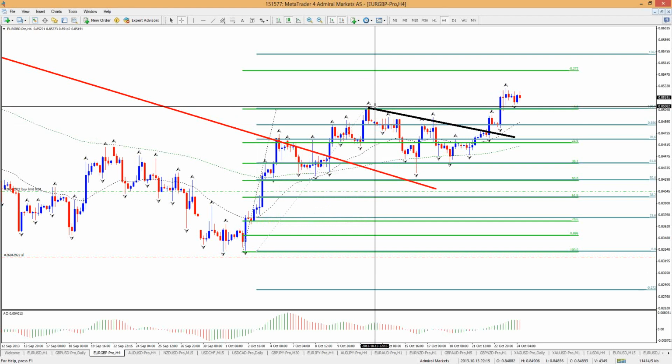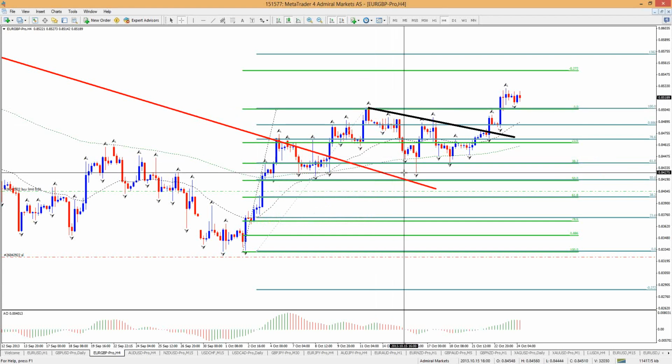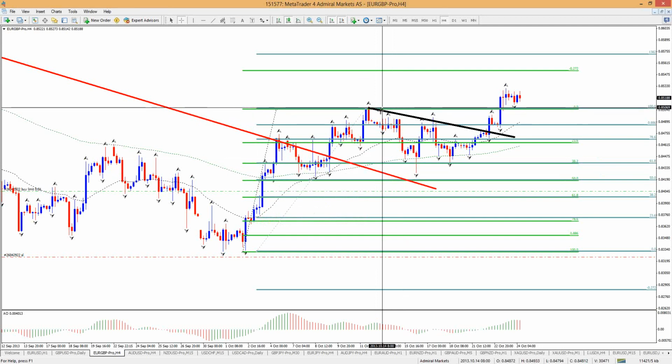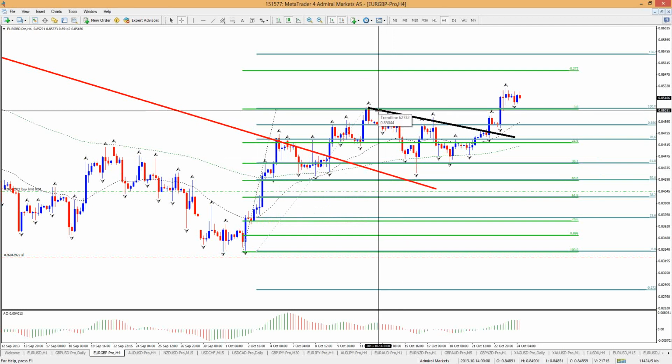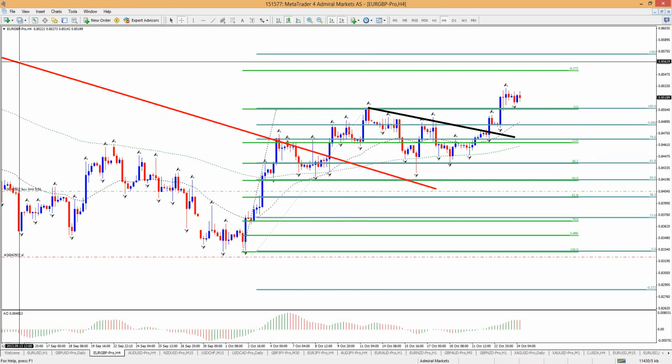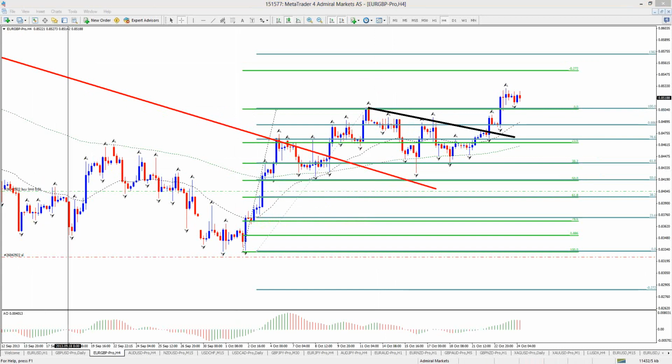I'll just manually calculate it. It's 85.08, and the downside is 84.28. So that's 80 pips. So if we multiply 80 times 38.2, let's do that. That should be 30 pips. So it shouldn't go higher than 30 pips above this top.